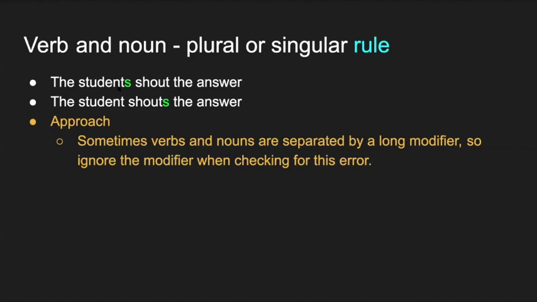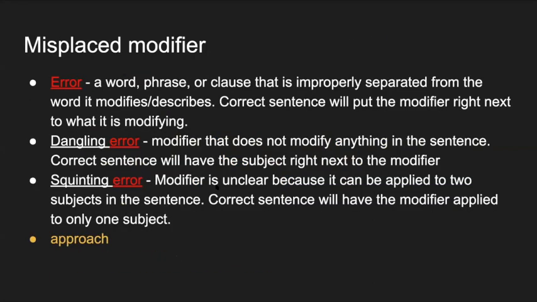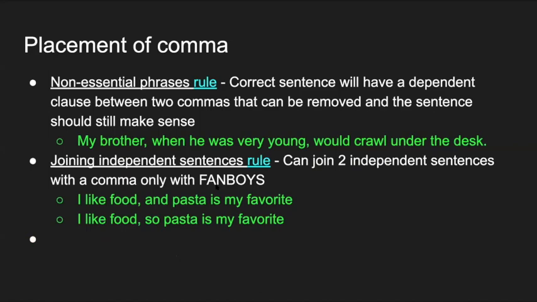One thing to know, sometimes the verb and the subject will be separated by a long modifier. So let's see if this is the case here. Yeah, so the brother and crawl are separated by a long modifier. And that's how SAT tricks you. Brother and crawl will be separated. So you just want to ignore the modifier and then make sure that brother and crawl is correct.